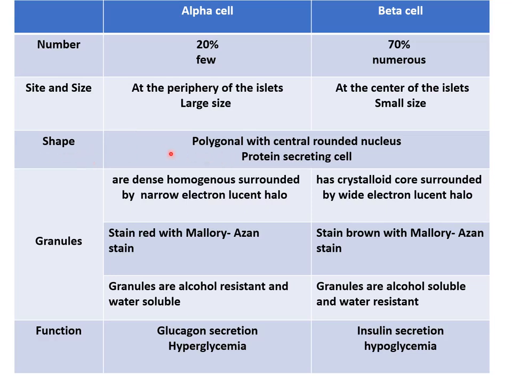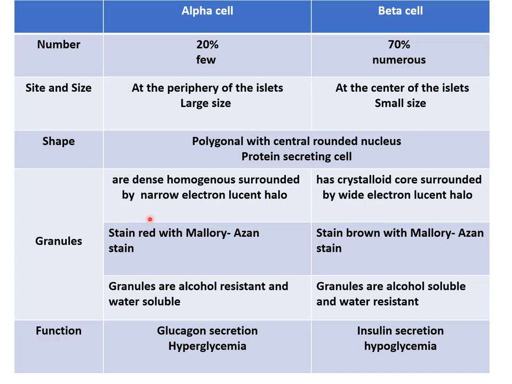The shape of the two cells is the same, alpha cell and beta cell: polygonal with central rounded vesicular nucleus, or active nucleus, as the two cells are protein secreting cells.